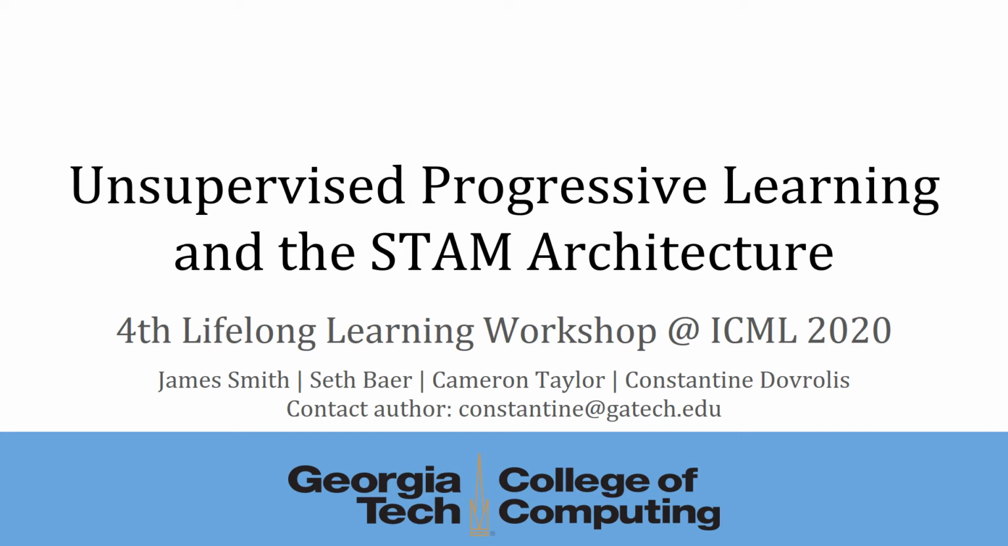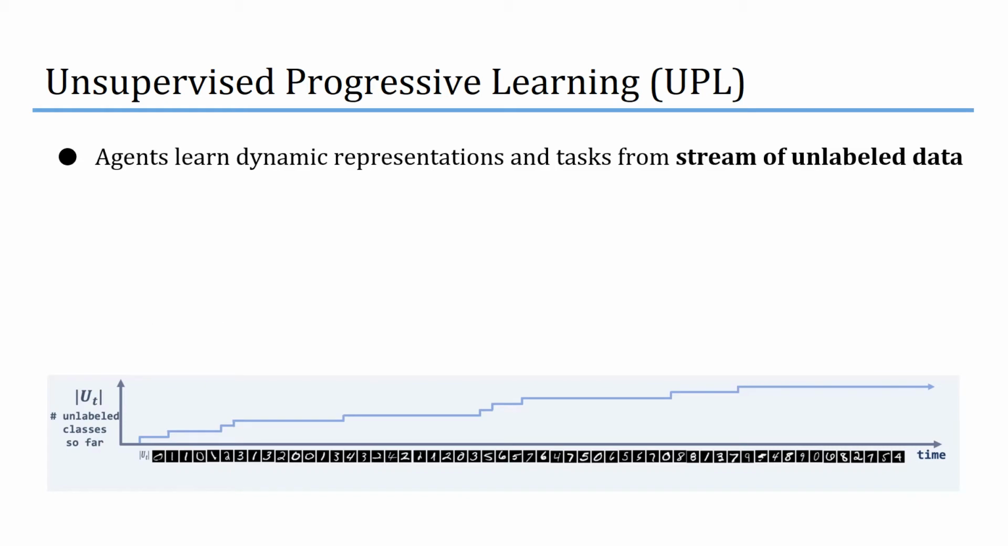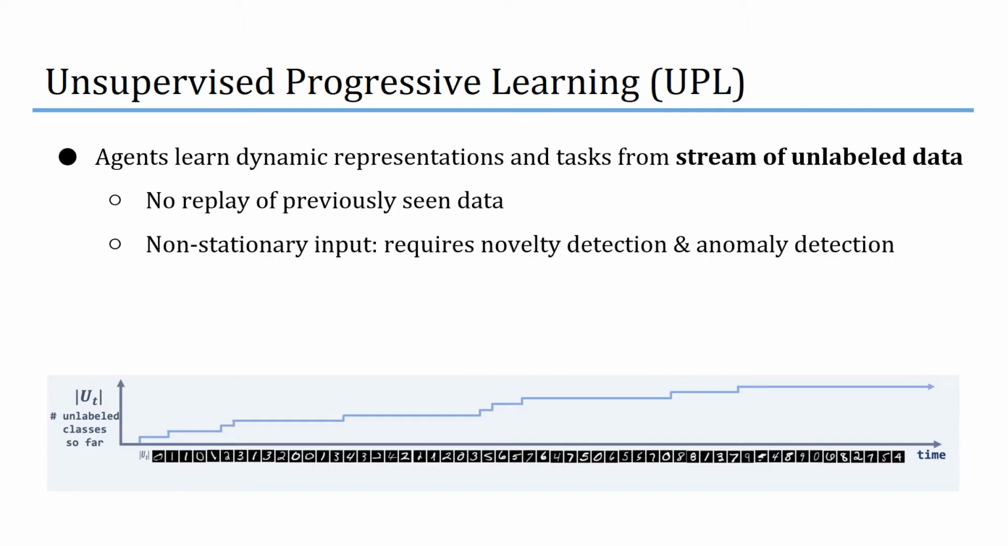This video discusses our lifelong learning workshop paper, Unsupervised Progressive Learning in the STAM Architecture. We pose the unsupervised progressive learning problem, where agents learn dynamic representations and tasks from a stream of unlabeled data. What separates UPL from other work is no replay of previously seen data. We work in the streaming scenario with limited memory and compute time.